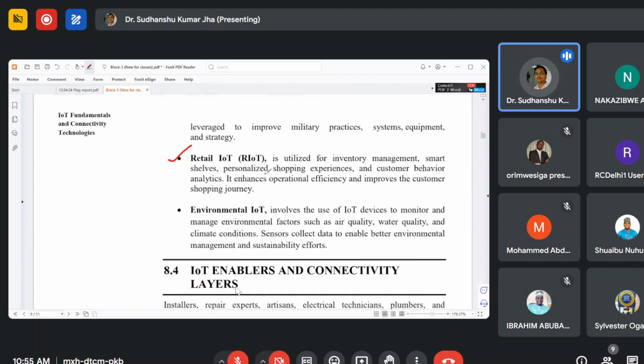Similarly, we have environmental IoT, which is used to monitor air quality, water quality, climate conditions, etc. All IoT devices are equipped with sensors, some kind of actuators, some kind of software and the internet. Obviously, the internet is one of the important components of IoT devices. IoT devices are designed to sense the environment, generate the data, and send the data to some centralized location.